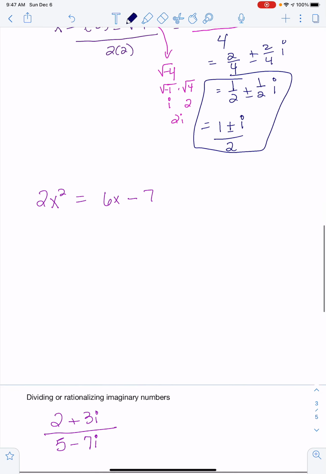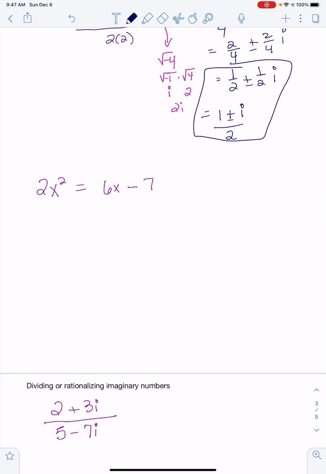So let's do one more. If you notice this one, you'll notice it's not set equal to 0. So that's going to be our first step, is we're going to move these to the other side. Oh, I did that wrong too. It's early. Sorry, guys. So we're going to add 7 to both sides. I'm trying to do too much at once. Add 7, and we're going to get 2x squared minus 6x plus 7 is equal to 0.